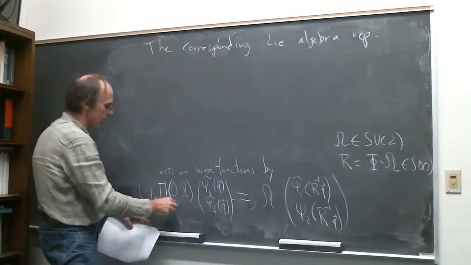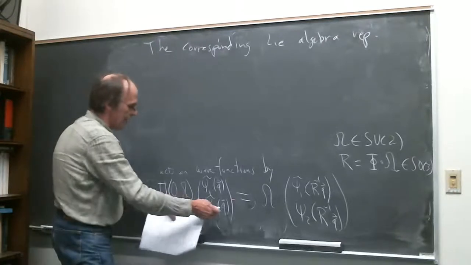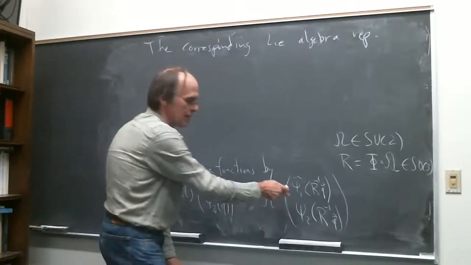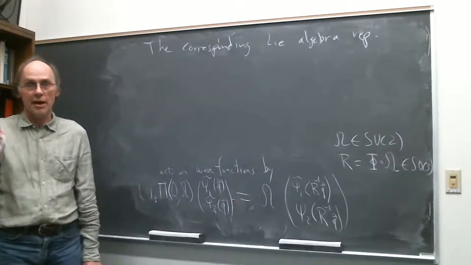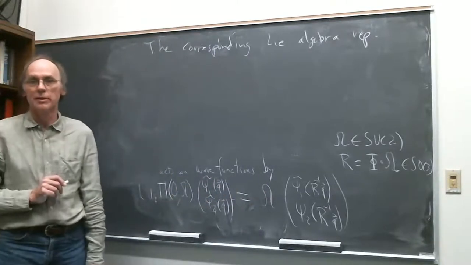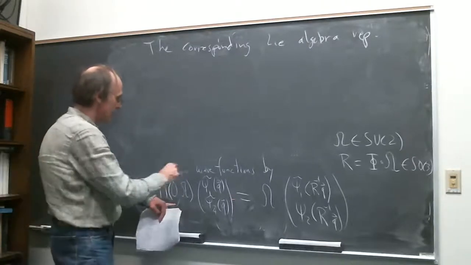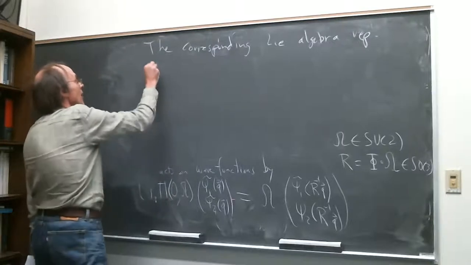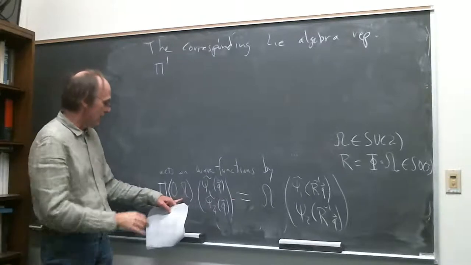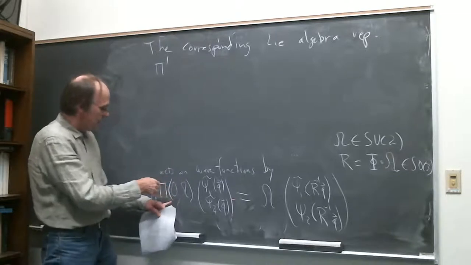So the representation of this element of the Euclidean group acts on these functions by turning them into this. That arrow just meant that this is how the representation acts. Now what I want to do is differentiate this. I want to take pi, take the derivative of this, and then I've got p operators.